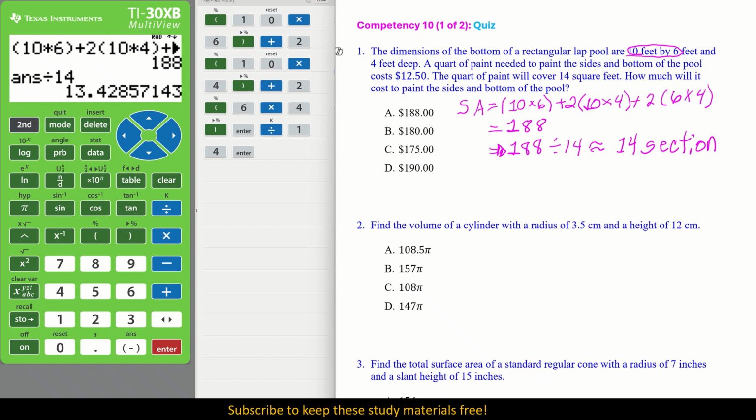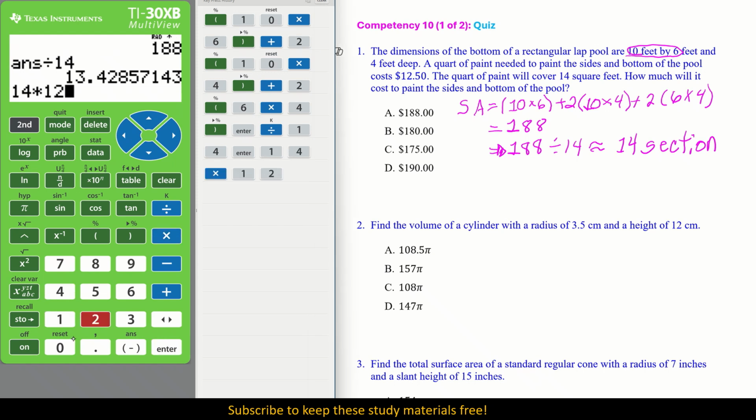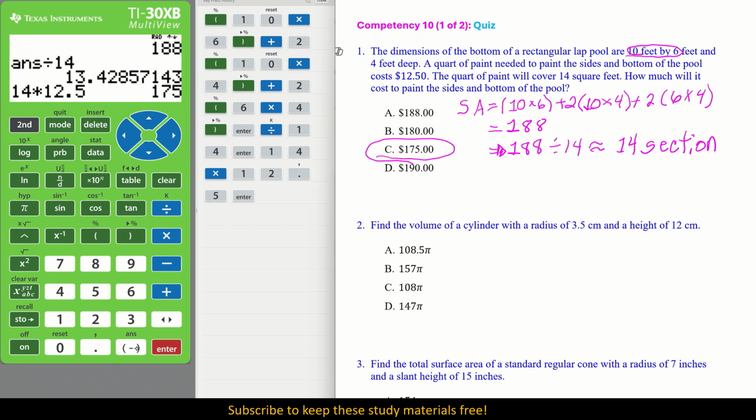All right, so what does this mean? That means we take 14 times 12.50, and that's $175, which is option C. Now, you would have very much been tempted to use a decimal, and if you did, you would have gotten a very low number. I think the number was maybe 167 and change.